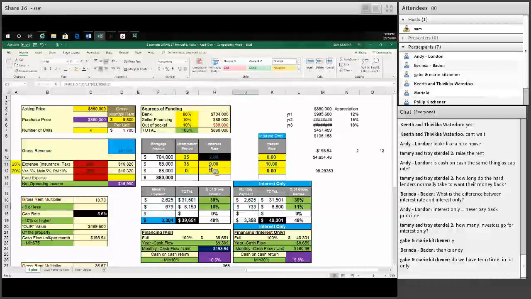For us, we like interest only because typically it's going to reduce our overall cost. In this case, the numbers are pretty close, right? You'd have to go 9.5 to make it close. And you can see that if I was paying interest only versus principal, look what happens to my cash flow.